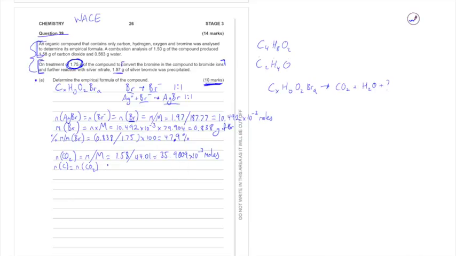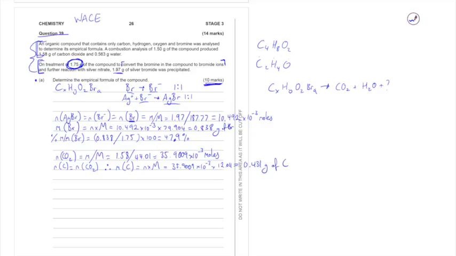So therefore, mass of carbon equals moles times molar mass, which is equal to 35.9009 by 10 to the minus 3 times 12.011, and that is equal to 0.431 grams of carbon.